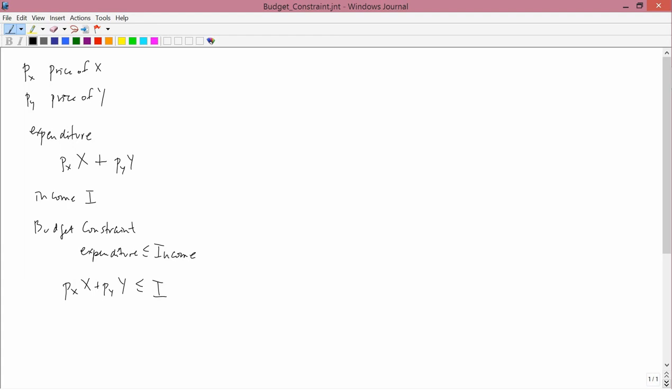So usually, PX X plus PY Y is going to be exactly equal to income. Usually PX X plus PY Y is equal to income in our cases.